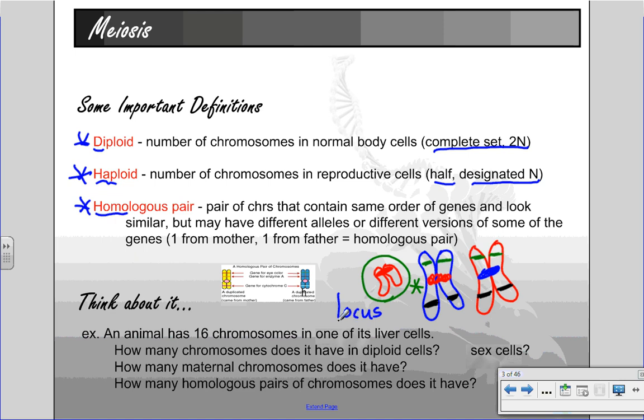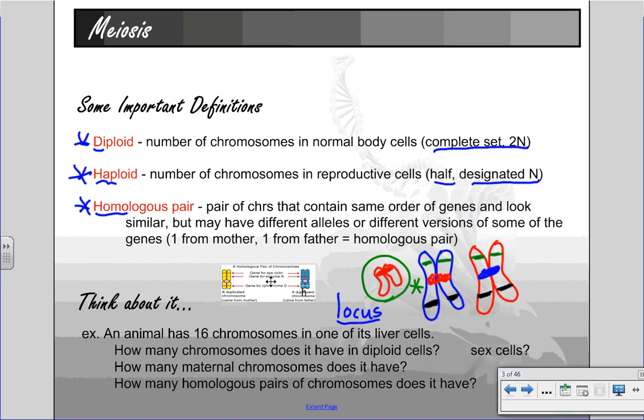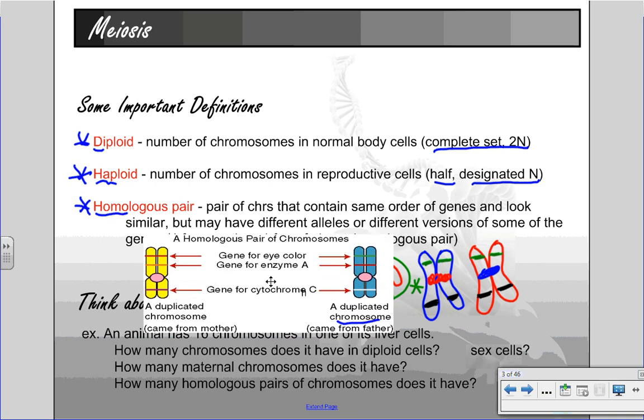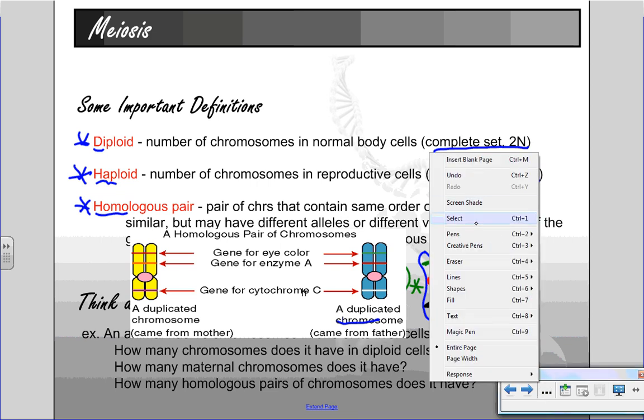Log is referring to the term locus. And let's look at this little picture. We need a different tool. We'll make it a little bigger. Okay, I think you can see it now. So a homologous pair is basically two chromosomes that have the same ordering of genes. So they have the same loci or same location of a gene for the same trait. They're ordered in the same manner.